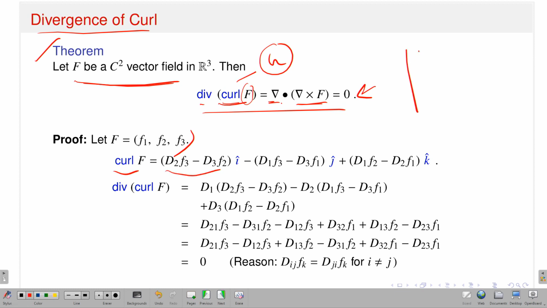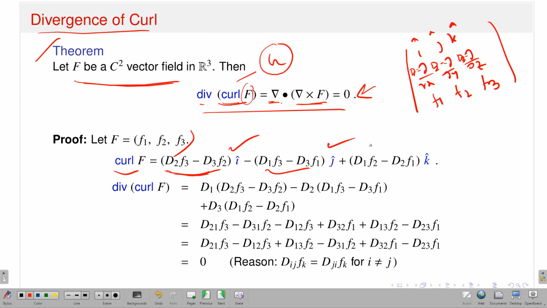So, you have this formula: i cap, j cap, k cap, then del del x, del del y, del del z, and the components F1, F2, F3. Using that formula, I have written D1, D2 and D3. The first thing we have to calculate is the curl, which is nothing but the component of i cap, the component of j cap, and the component of k cap. Not an issue. And then you take the divergence, I mean you take the dot product.